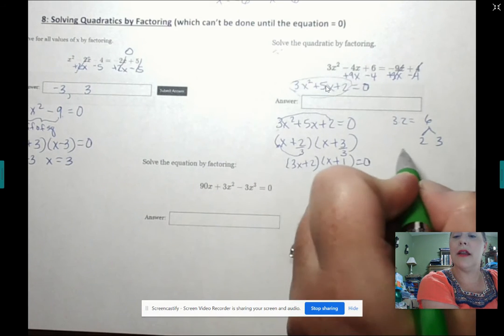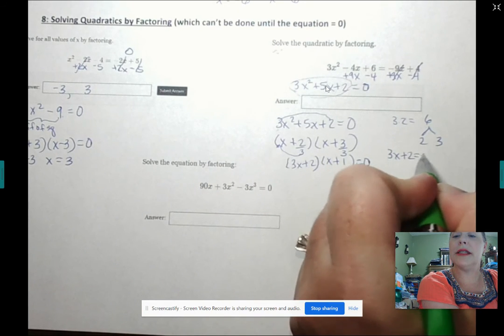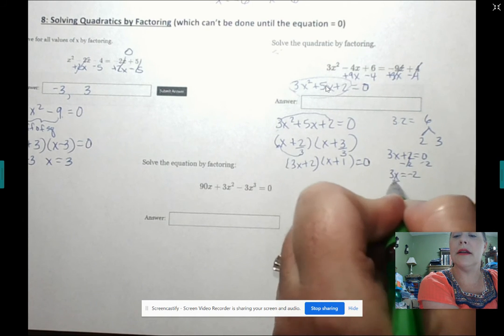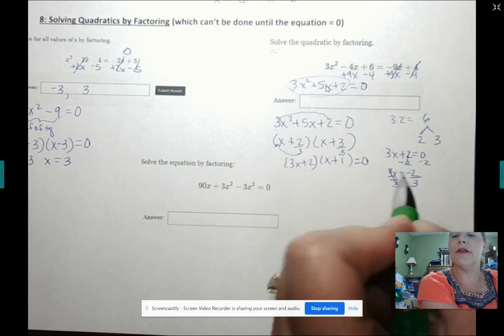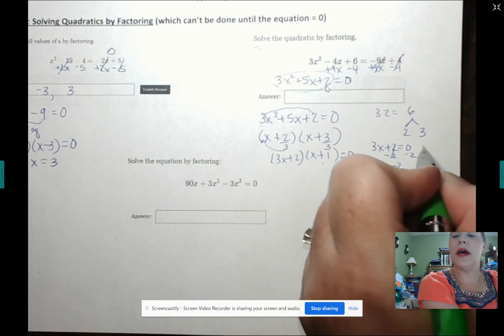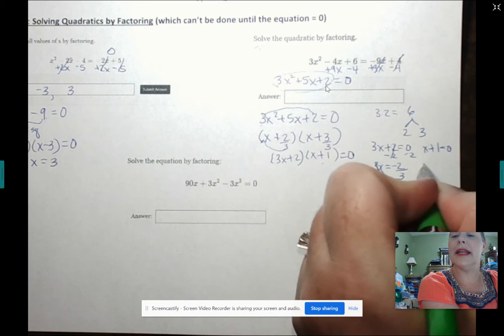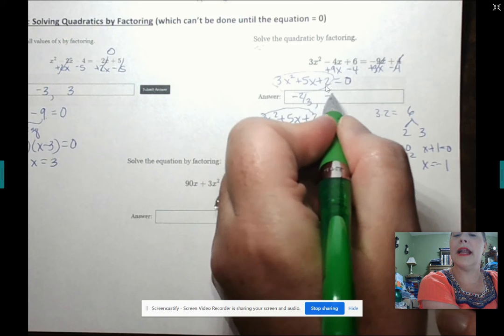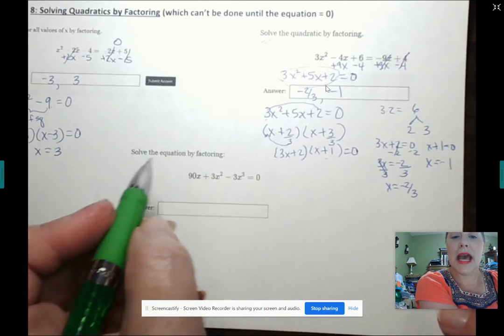So I'm going to take 3x plus 2 and set it equal to 0, which is going to end up giving me a fraction, which is totally fine. Lots of solutions are fractions. -2/3. And then x plus 1, when I set that equal to 0, I get -1. And so my solutions are -2/3 and -1.